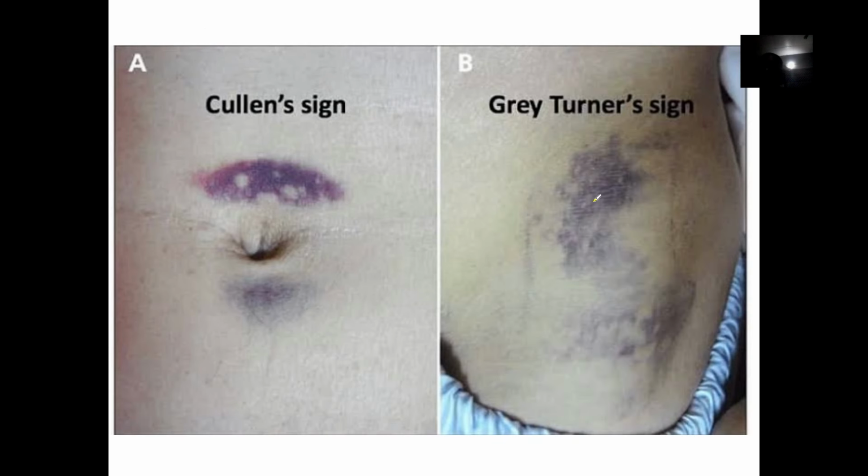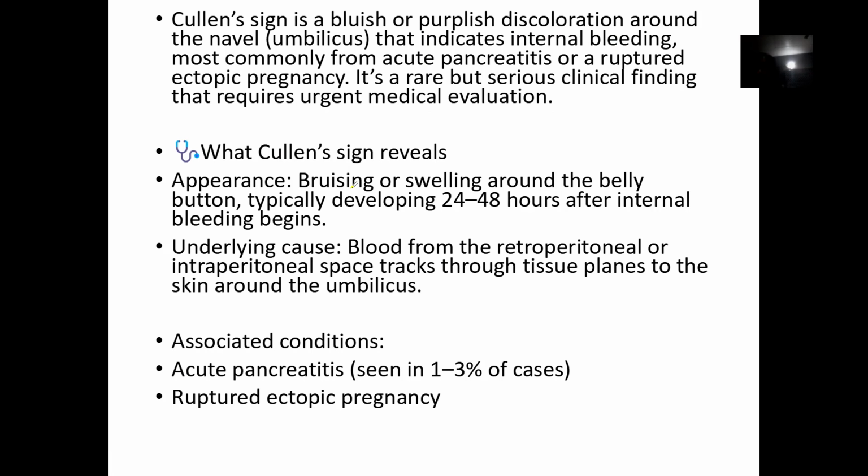Don't mistake Cullen's sign for Grey Turner sign. Cullen's sign is usually around the umbilicus. It can be slightly above it or down towards the pelvis, because sometimes some pelvic issues can also give the Cullen's sign. So we'll describe it and also talk about conditions that the Cullen's sign is associated with.